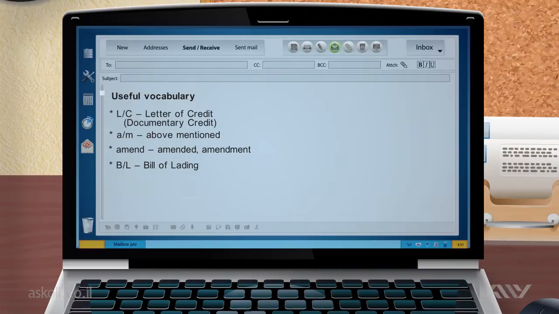BL is bill of lading. A bill of lading is a document proving that the goods have been loaded on board ship only. We'll discuss aeroplanes in a second.